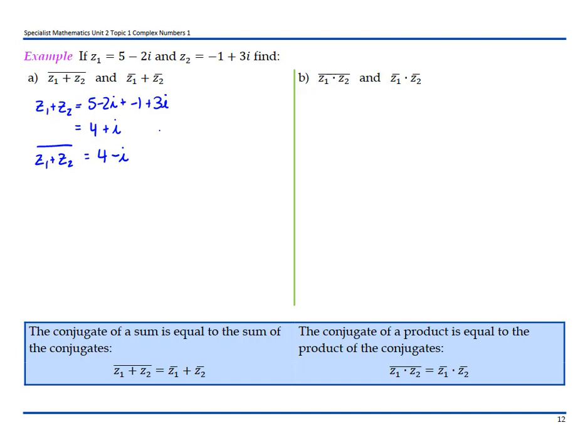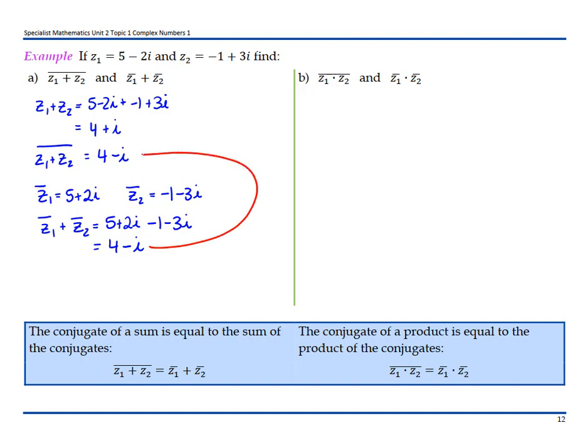In contrast, it wants us to do the conjugate of Z1 plus the conjugate of Z2. So the conjugate of Z1 would be 5 plus 2i. The conjugate of Z2 would be -1 minus 3i. So the conjugate of Z1 plus the conjugate of Z2 would be 5 plus 2i, take 1 minus 3i. 5 minus 1 is 4, 2i take 3i is minus i. And you'll note that they are the same.